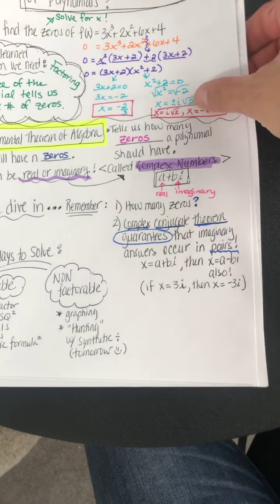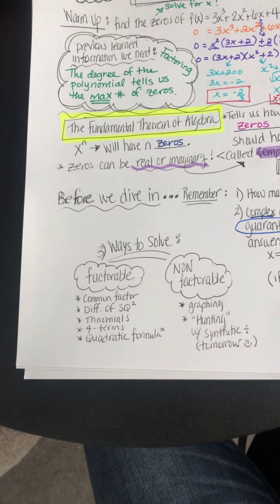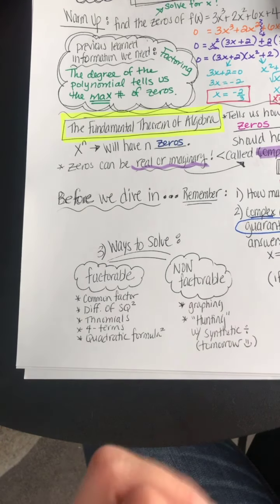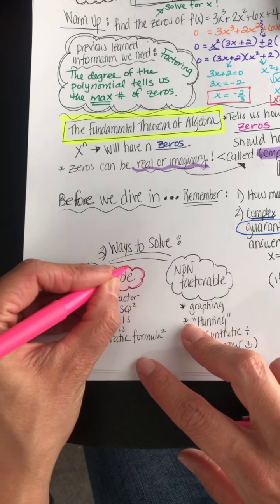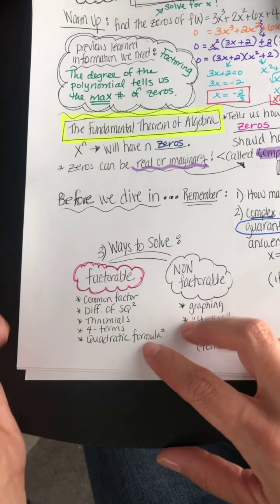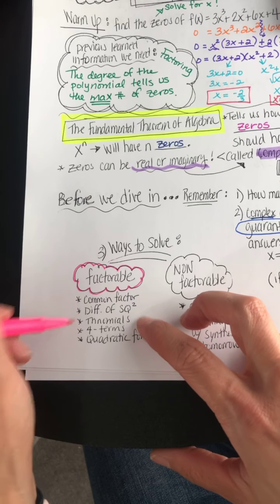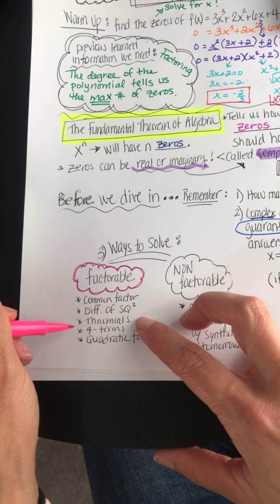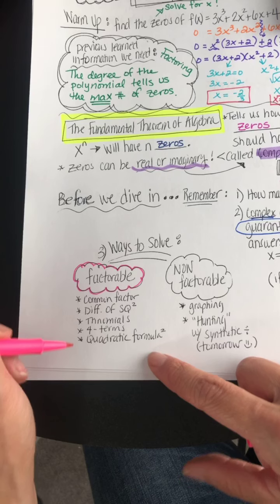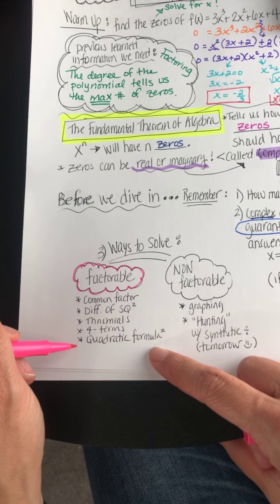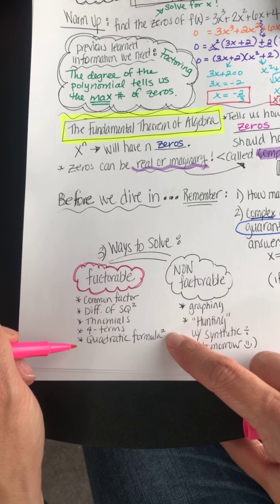And then step 3, another thing we have to remember, the ways to solve. So we have a couple different things to be looking at. If it's factorable, we have many, many ways to solve a polynomial that is factorable. We can look for common factors. We can do a difference of perfect squares. We can do the easy and hard trinomials. If there's 4 terms, we can factor by grouping, what we learned in the last lesson. And we can also use the quadratic formula if it's a quadratic, that means it's got to be something squared, an x squared.